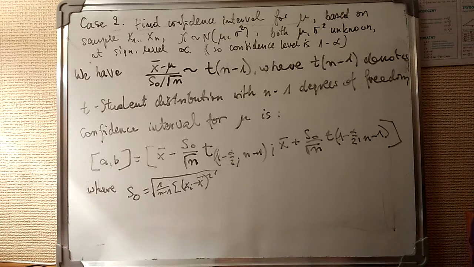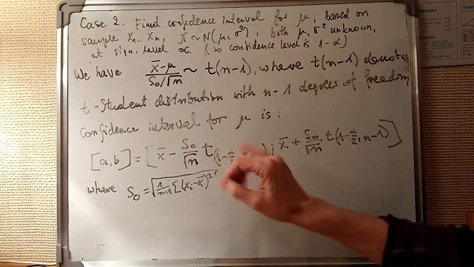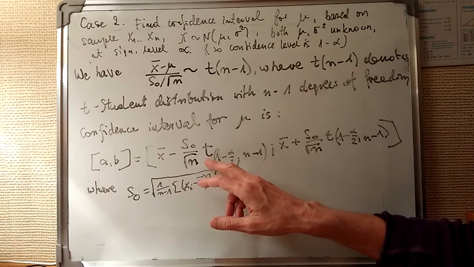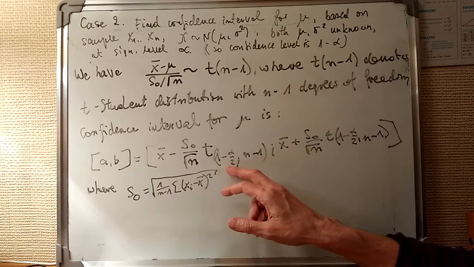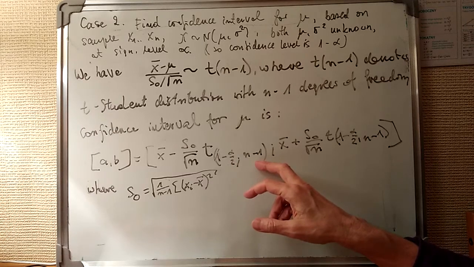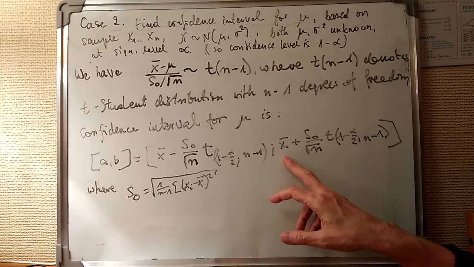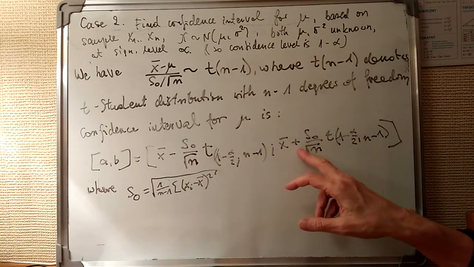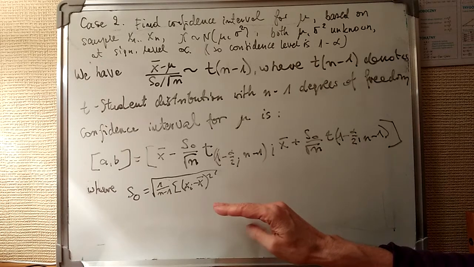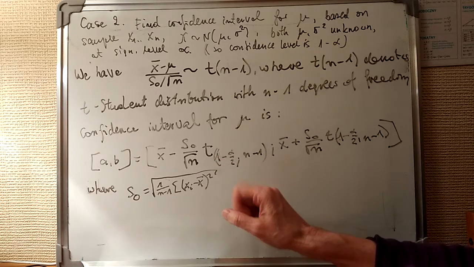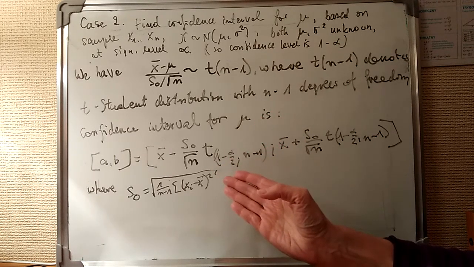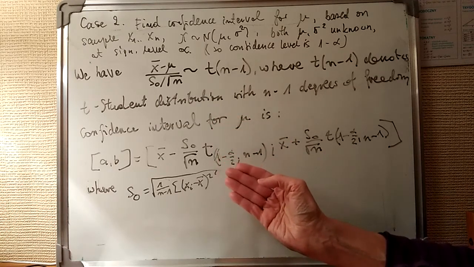Okay, so in this case, the confidence interval is given by the formula x dash minus s0 divided by square root of n times t of 1 minus alpha by 2. It's a quantile of the student distribution with n minus 1 degrees of freedom. And the other end of this interval is the same but with plus. So we have a big similarity to the previous formula for the confidence interval, but we cannot use the standard normal distribution because we no longer have it. Now we have to use the t-student.